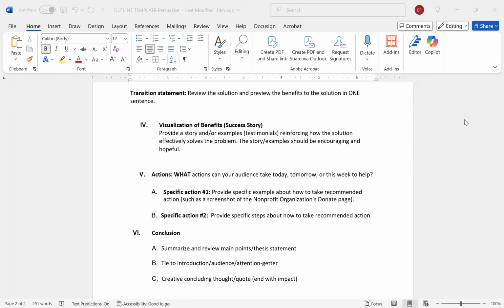If you have successfully solved the problem and you didn't use your personal story in the attention-getting device, then you can put your own personal story here if it has a happy ending. The point here is to really reinforce for your audience that the solution that you have chosen and proposed by the experts is really beneficial and it has good outcomes. So you can do that using positive examples. You can do that choosing a story with a happy ending, whatever you think will really help.